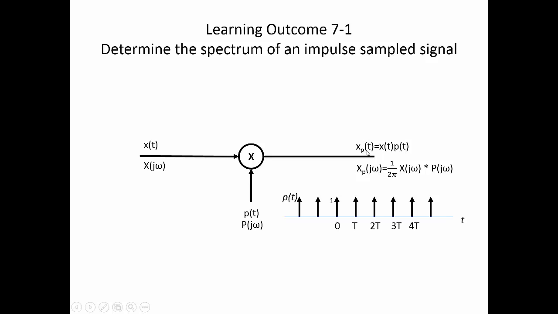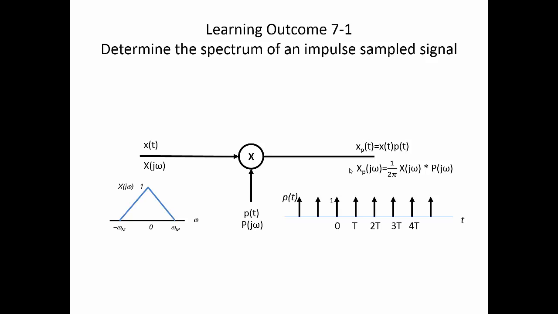The sampled signal, xp of t, will be x of t times p of t in the time domain, and its spectrum, through the property of multiplication, will be 1 over 2 pi X of j omega convolved with P of j omega. What does this spectrum look like? You need to know what it looks like in order to analyze what's going on and what the effects are of doing this multiplication.